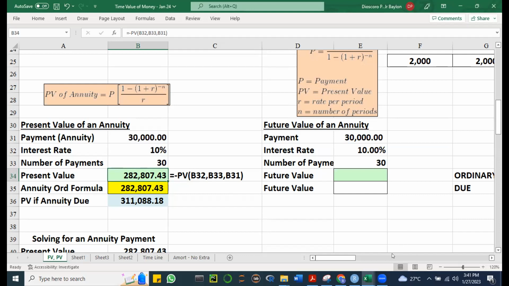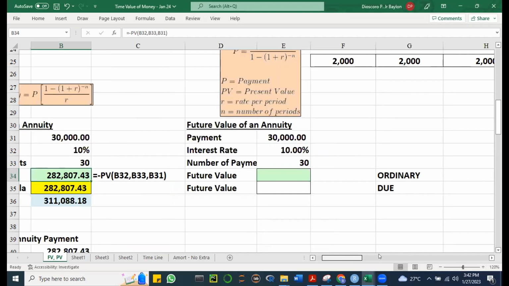Now you might be thinking, but parang ang liit, ano? Kasi 30 times 30, that's 900, eh. Diba? If we just multiply 30,000 times 30 years, that's 900,000. But remember, you just don't add everything. You don't add 30,000 for 30 years because that will violate the time value of money.